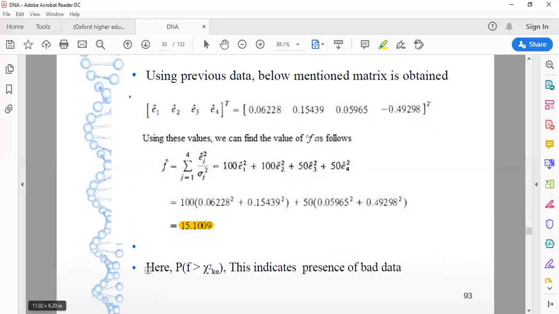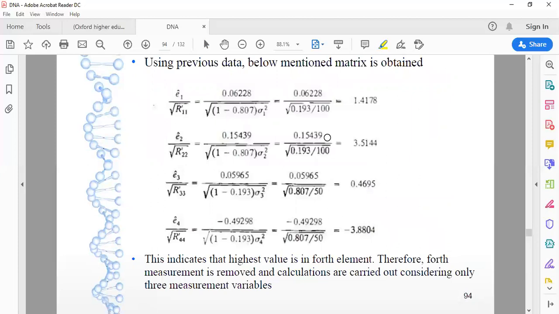Hence, in this case, PF, that is nothing but the probability of the performance index, or the performance index attaining a value greater than chi-square, indicates the presence of bad data. So over here, by these three numericals, we can easily understand the chi-square estimation and its implementation to identify this bad data. Okay, so I hope all of you will understand.